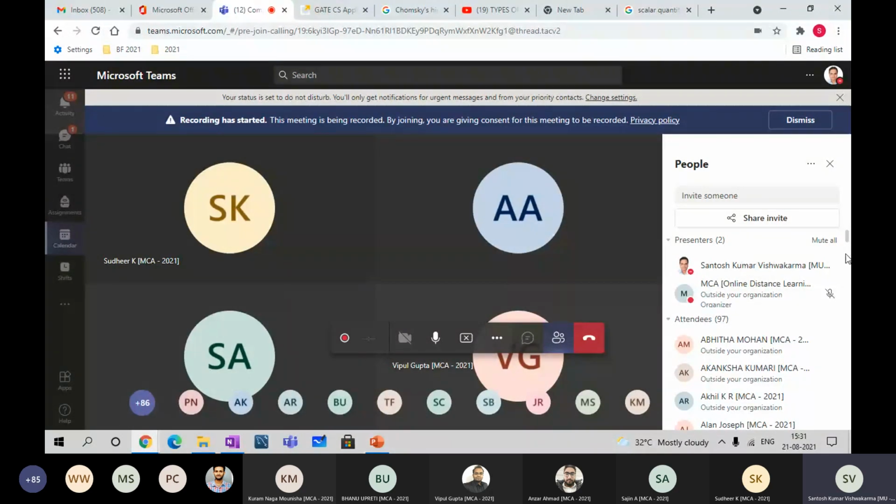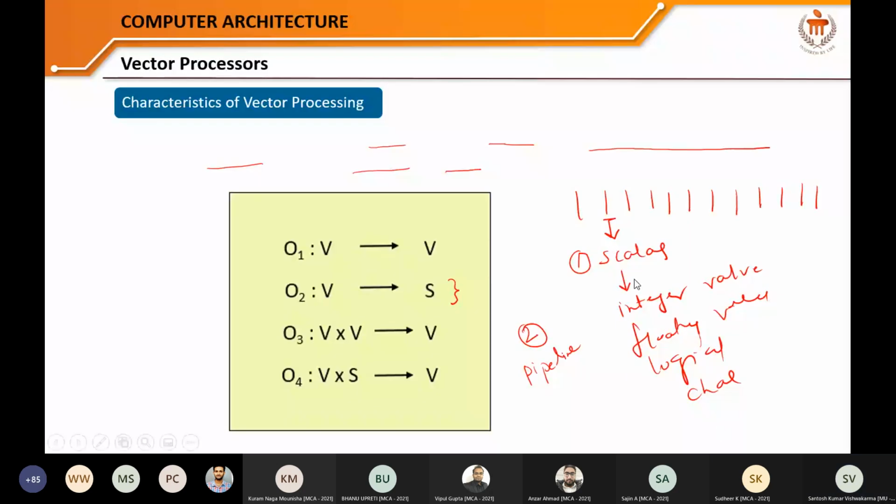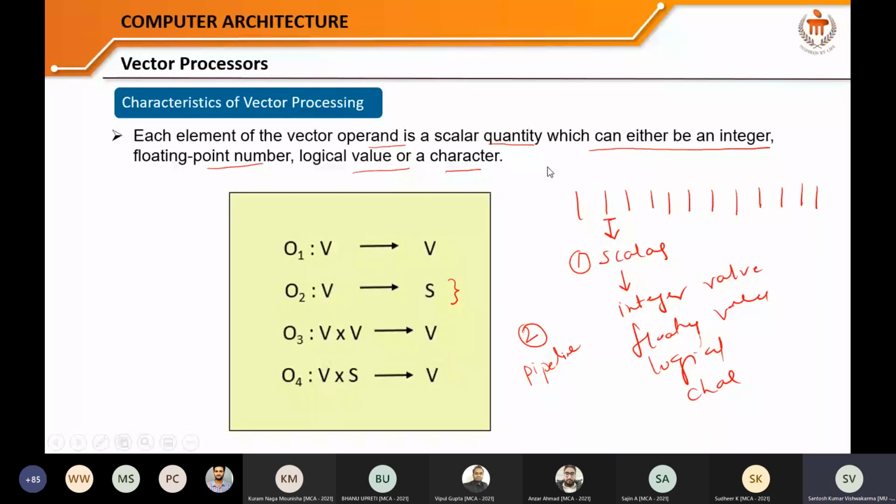Sudhir. Okay. So again I come to the PPT where I was trying to discuss this. Now there are four features that we discuss. Each element of the vector operand is scalar, we have discussed, and what scalar means has also been listed over here. And these are the few features that are mentioned as F1, F2, or O1, O2, O3, O4. Let us elaborate this. This seems to be important because we need to work on this.